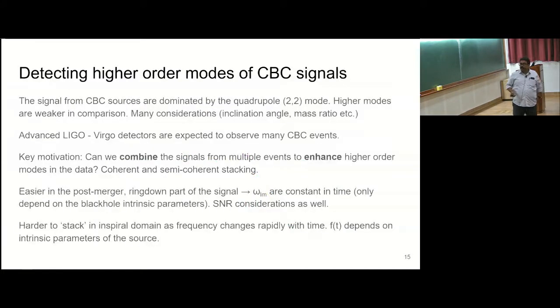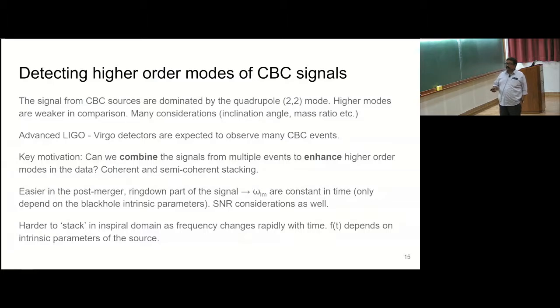Finally, I'd like to touch upon a topic that is closer to my domain. This is the efforts that are going on to detect higher order modes of CBC signals. As you know, the signals from CBC sources, if they are face-on and so on, are dominated by the quadrupole 2-2 mode, and higher modes are weaker by comparison. Of course, there are many considerations, including inclination angles, the mass ratios, and so on.